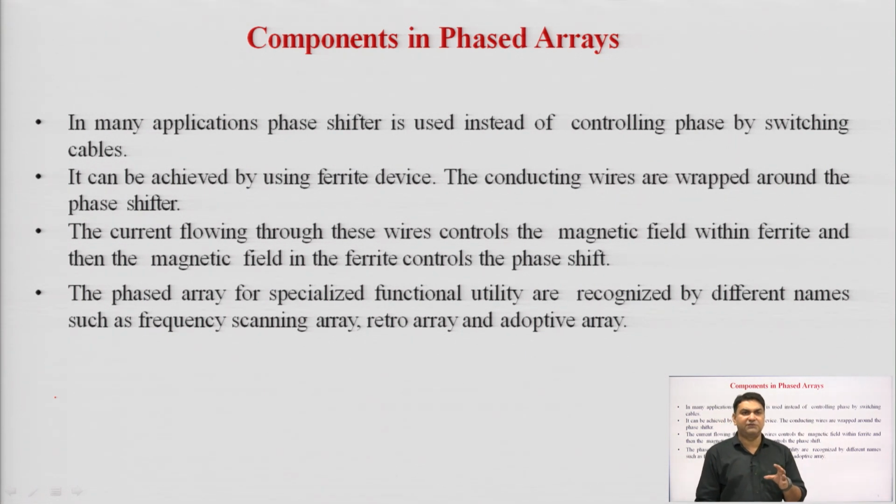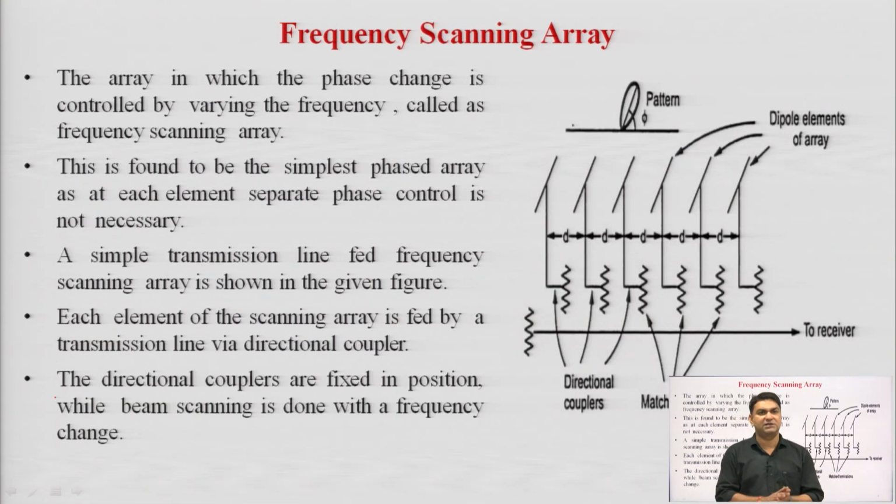It can be achieved by using ferrite devices. The conducting wires are wrapped around the phase shifter. The current flowing through these wires controls the magnetic field within the ferrite, and then the magnetic field in the ferrite controls the phase shift. So, by using the different kinds of phase shifter in the phased array system, we can improve the performance of the array system.